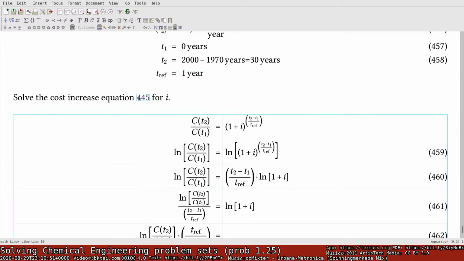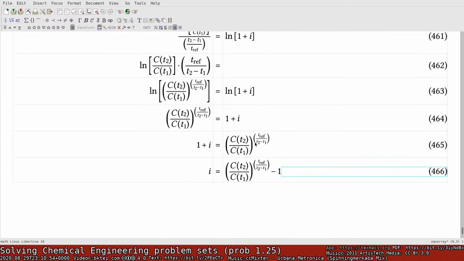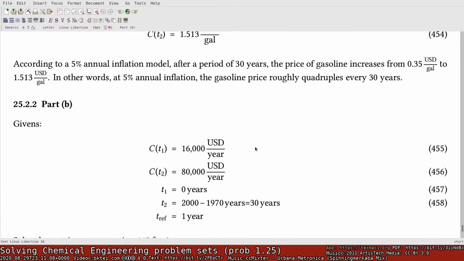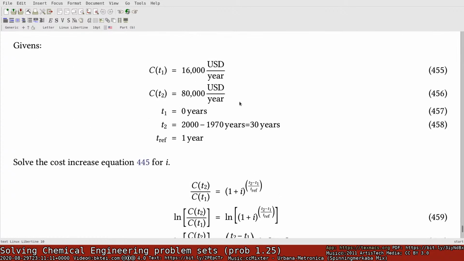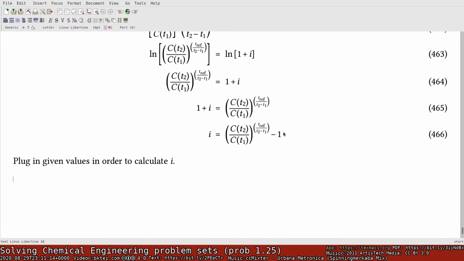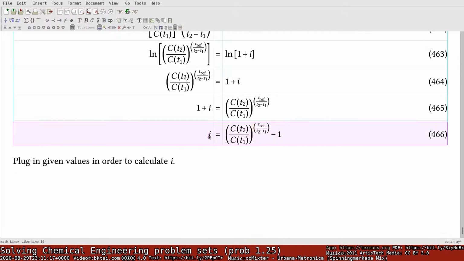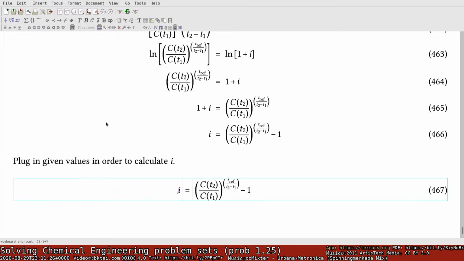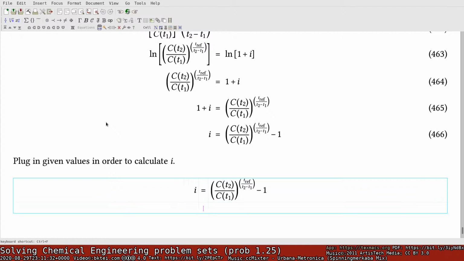And did we say anything? Yep. Solve equation 445 for I. We've done that. Now plug in given values in order to calculate I. And did we list the givens? Yes, we did. 16,000, 18,000, 30, 1 year. Okay. Let's do that. Copy that. Insert multiple equations. Okay. Remove that number because we're not actually doing anything yet.